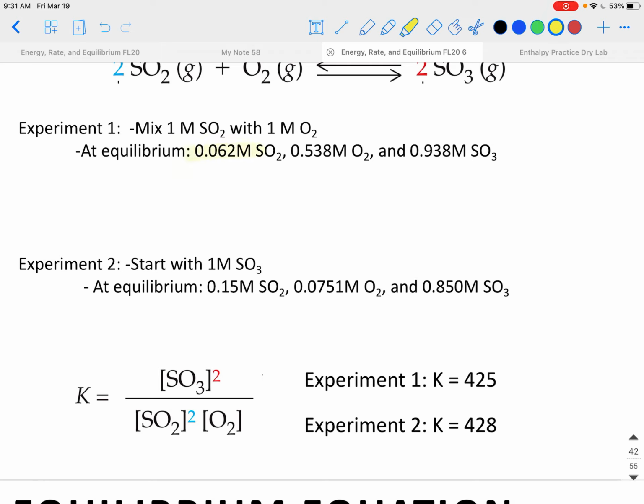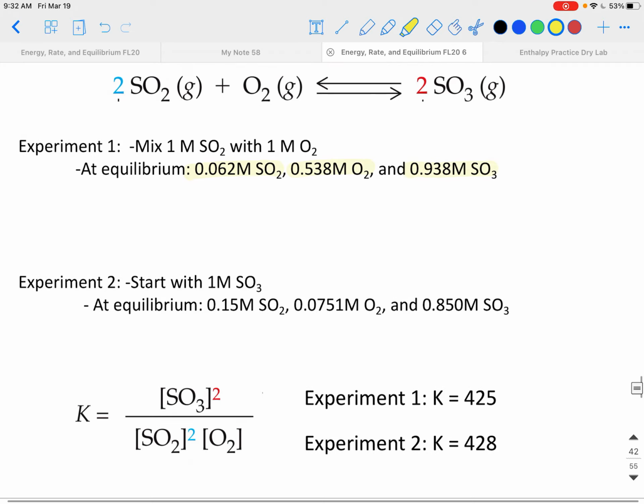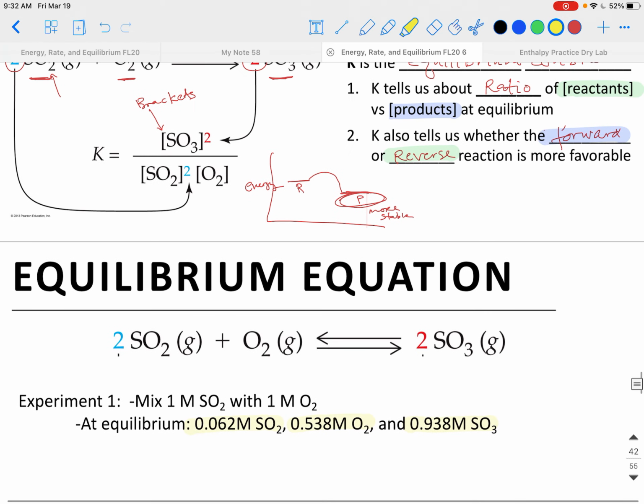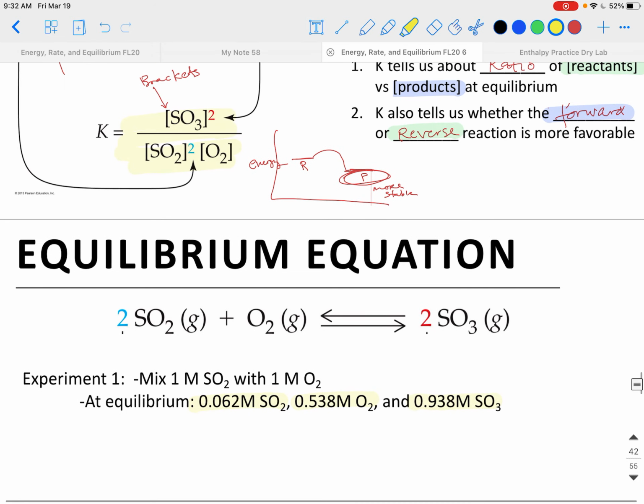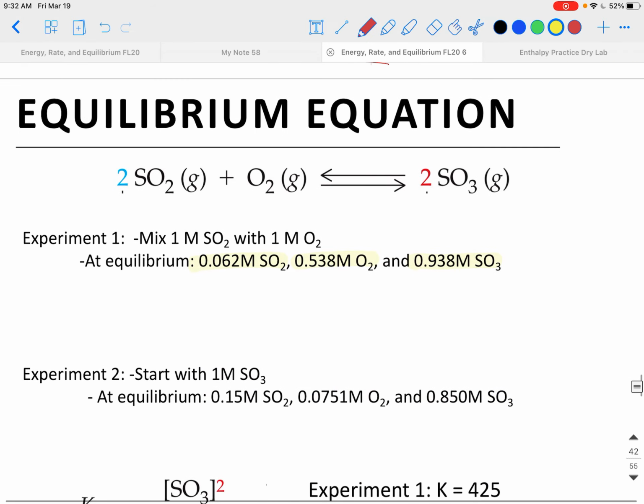At equilibrium, we have 0.062 molar, that's mole per liter, SO2, 0.538 molar oxygen. That means we're talking about units of molarity here, and 0.938 molar SO3, okay? You could plug these things in. All these numbers would just go right up in here in this equation, and you would calculate K, okay? So the 0.938 would go on top where SO3 is, and you would square it. So we could write this out.